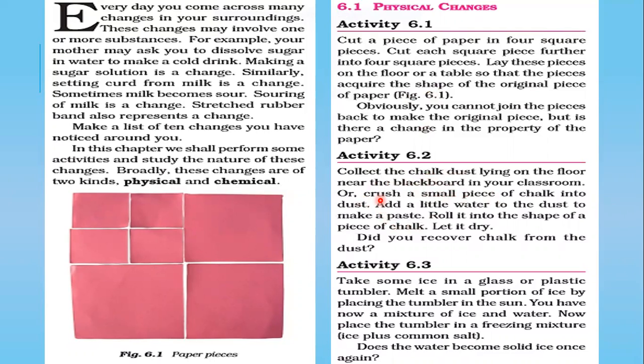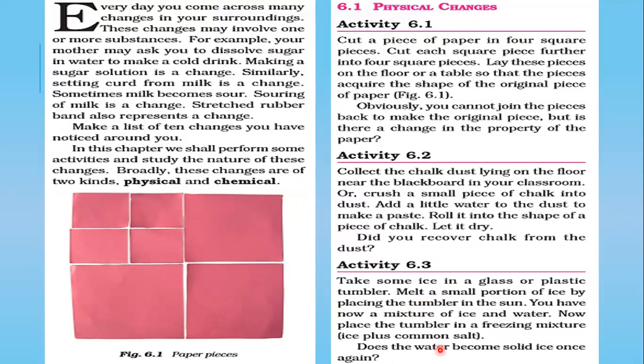Now we will see what is the third activity given. Take some ice in a glass or plastic tumbler. Melt a small portion of the ice by placing the tumbler in the sun. You have now a mixture of ice and water. Now place the tumbler in a freezing mixture, that is the mixture made of ice and common salt. Does the water become solid ice once again? Okay.